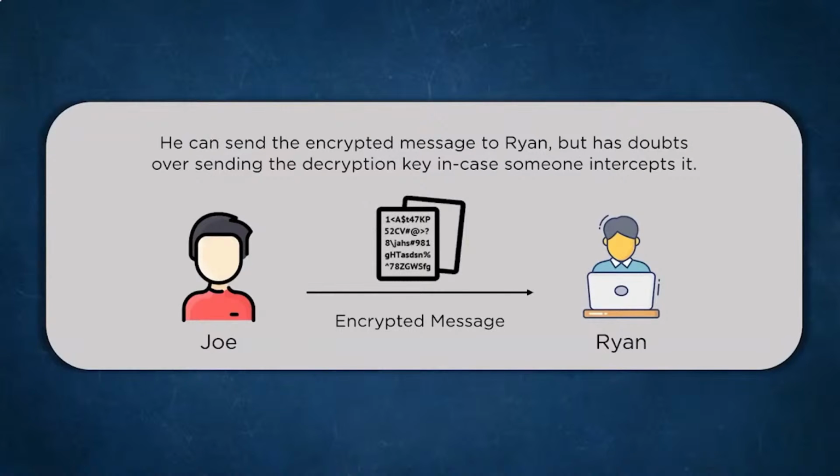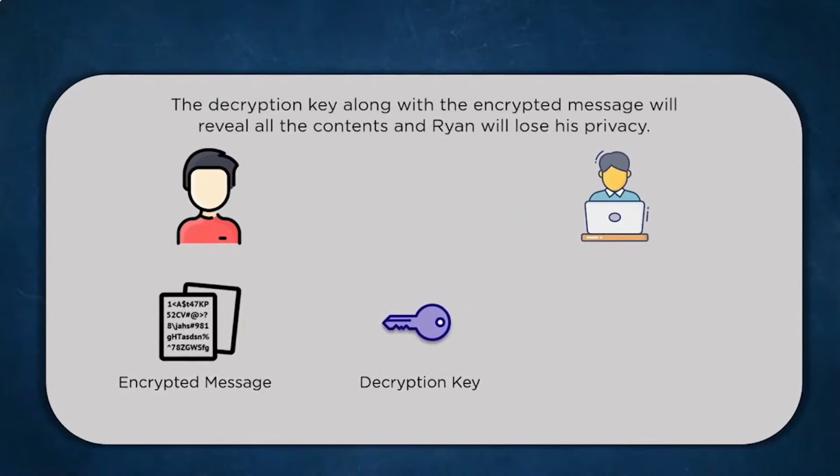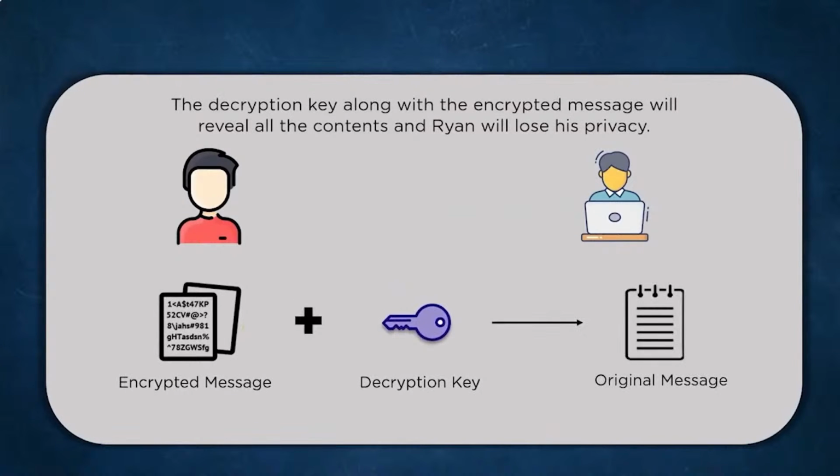But here's the tricky part. How will Joe send the required decryption key to Ryan? The sender of the message as well as the receiver need to have the same decryption key so that they can exchange messages. Otherwise, Ryan cannot decrypt the information even when he receives the ciphertext.